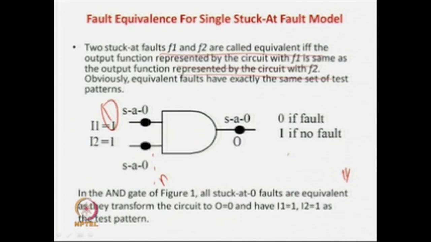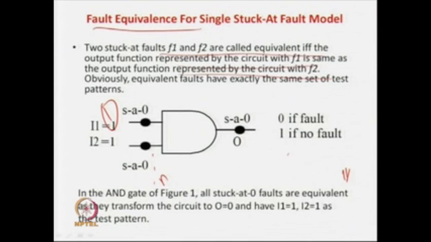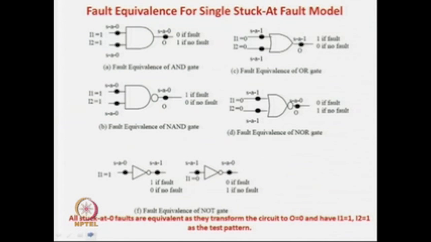So, if there are more input lines in a gate or a circuit, fault equivalence plays a major role, because more equivalent faults can be merged, and the number of faults that need to be tested remains much, much less than 2n. We have seen that this happens for an AND gate. Now, let us see other gates.